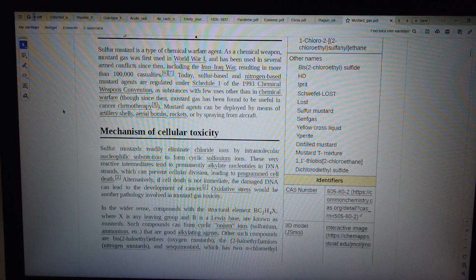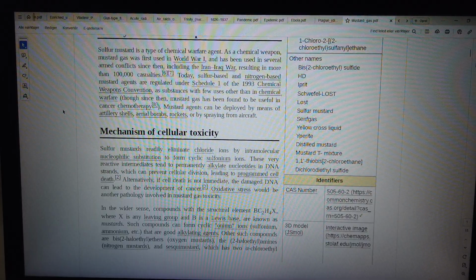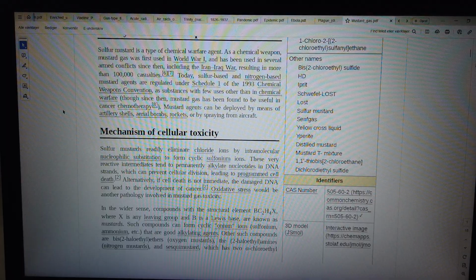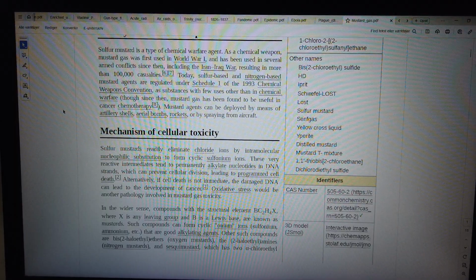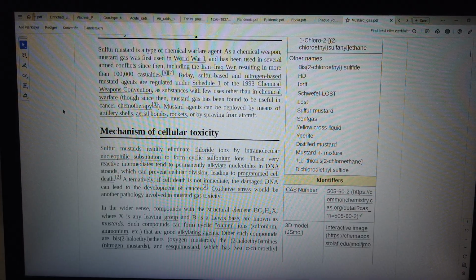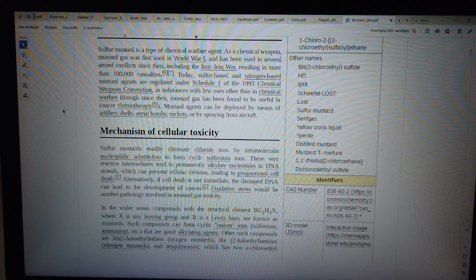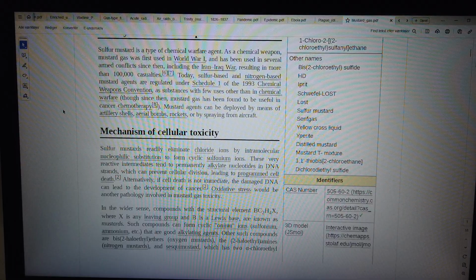Mechanism of cellular toxicity. Sulfur mustards readily eliminate chloride ions by intramolecular nucleophilic substitution to form cyclic sulfonium ions. These very reactive intermediates tend to permanently alkylate nucleotides in DNA strands, which can prevent cellular division, leading to programmed cell death. Alternatively, if cell death is not immediate, the damaged DNA can lead to the development of cancer. Oxidative stress would be another pathology involved in mustard gas toxicity.